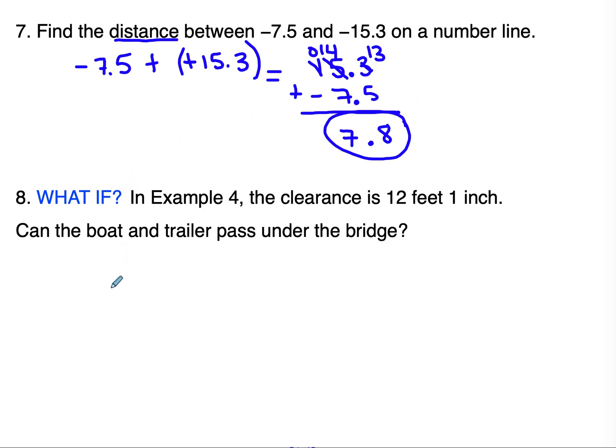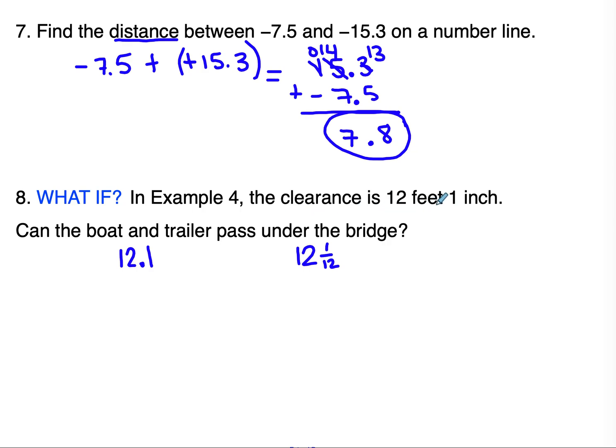8 is kind of tricky. It says an example for the clearance is 12 feet 1 inch. Can the boat and the trailer pass under the bridge? We found that the trailer and the boat together were 12 and 1/10. And we're comparing to 12 feet and 1 inch. Those are not the same thing. 1 inch means like 1/12 because there are 12 inches in a foot. 12.1 does not mean the same thing as 12 and 1/12. This is 12 and 1/10.